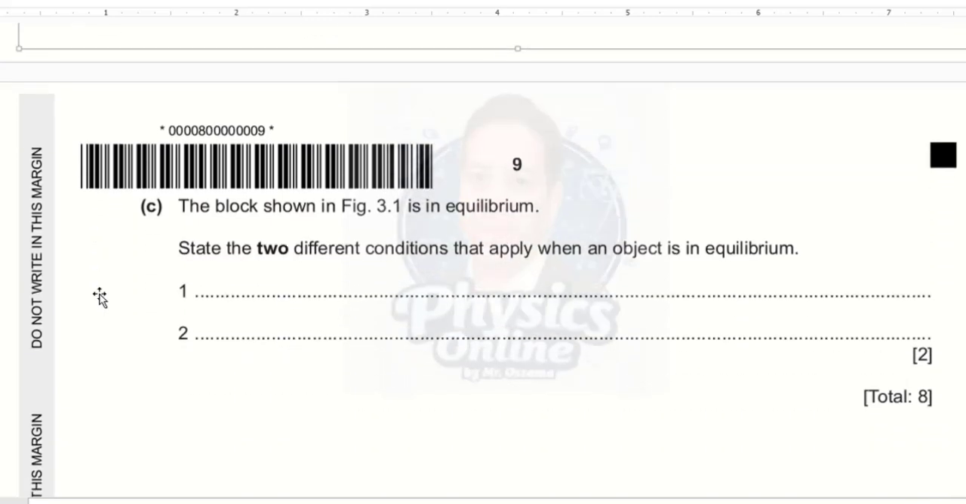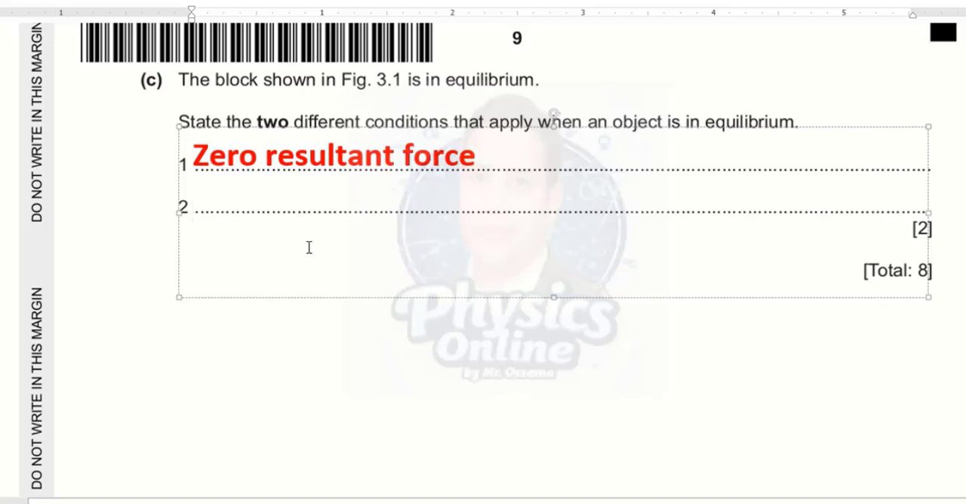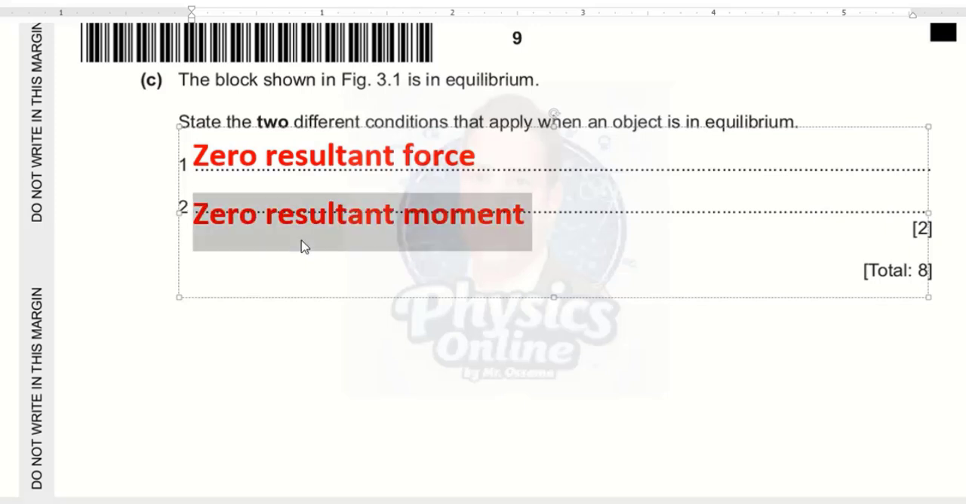The block shown in figure 3.1 is in equilibrium. State two different conditions that apply when the object is in equilibrium. An object is in equilibrium when there is no force or moment acting on it: zero resultant force and zero resultant moment.